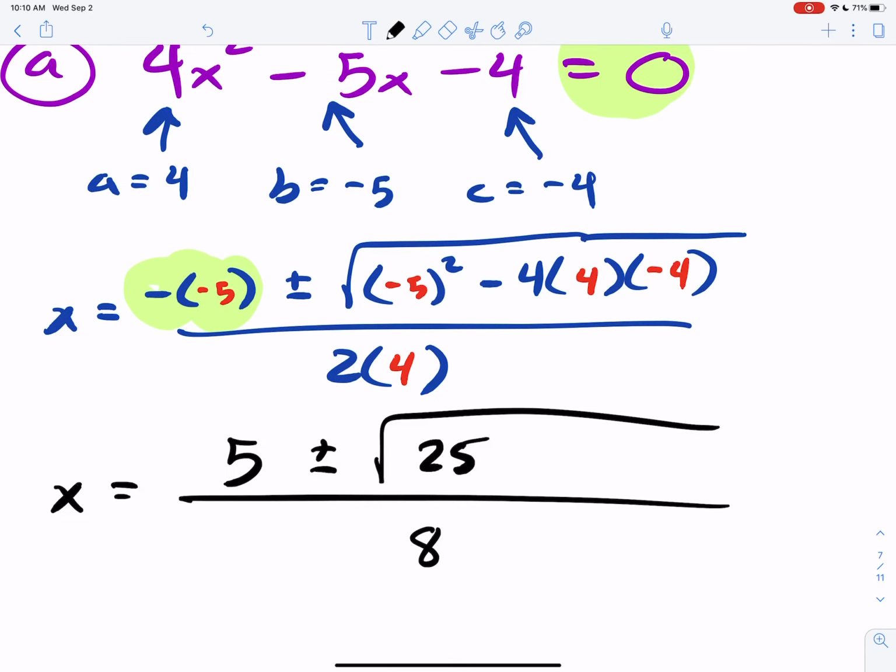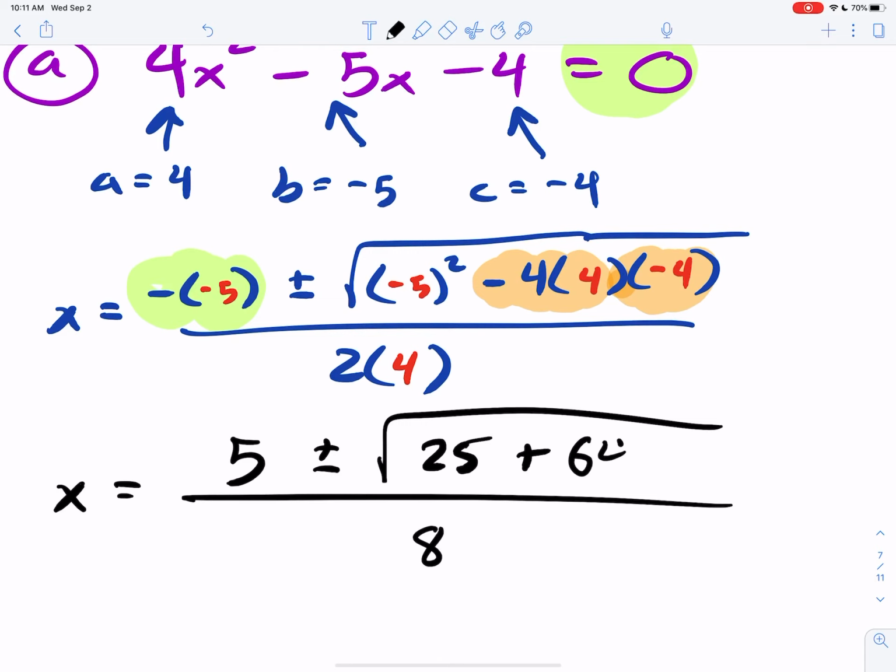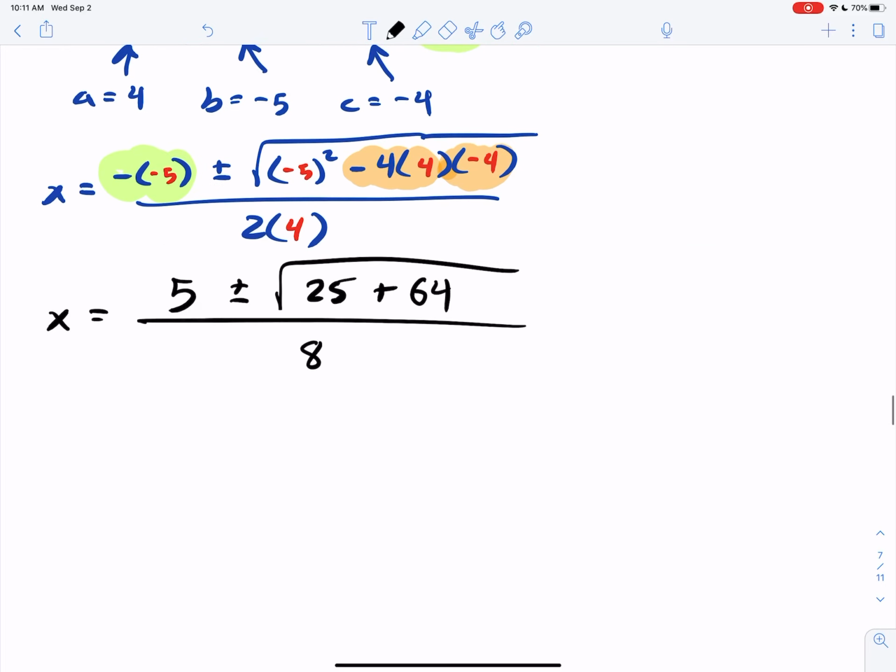Okay? Now, very carefully, negative 4 times 4 is negative 16. Negative 16 times another negative 4 gives you a positive 64. Watch out for your signs. All right? Let's keep going. X equals 5 plus or minus the square root of something all over 8. Okay? Well, 25 and 64 makes, what is that, 89?